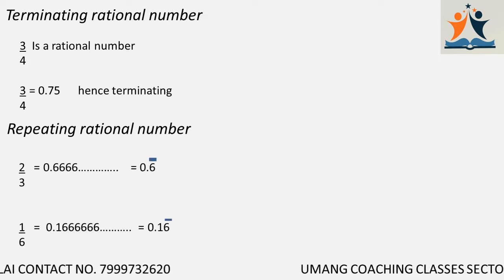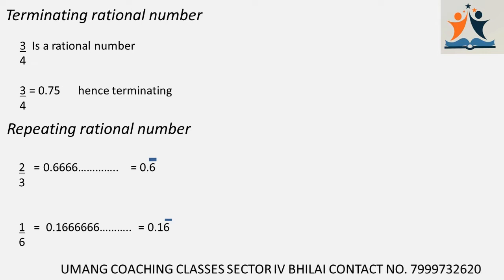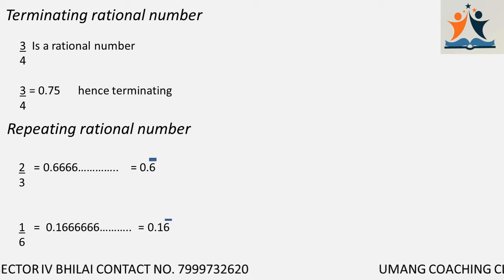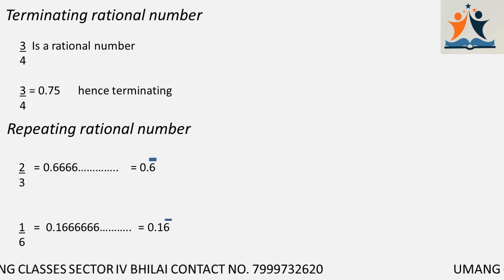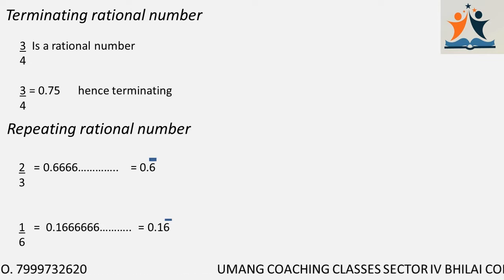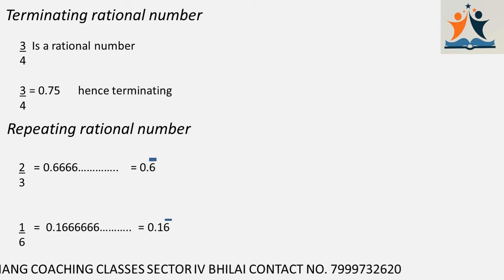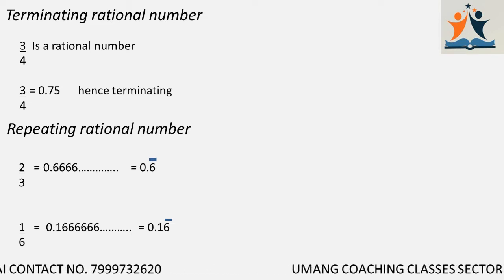So 2 by 3. When we divide 2 by 3, what do we get? 0.666. Here, 2 by 3 is a rational number. It is written in the form of P by Q. It is written as 0.66666 and so on. That is 0.6 bar.